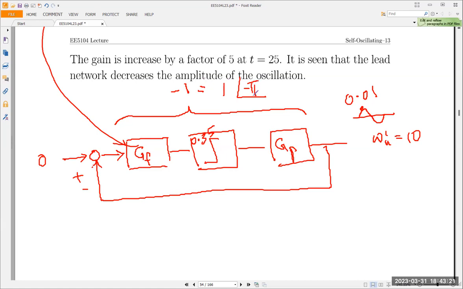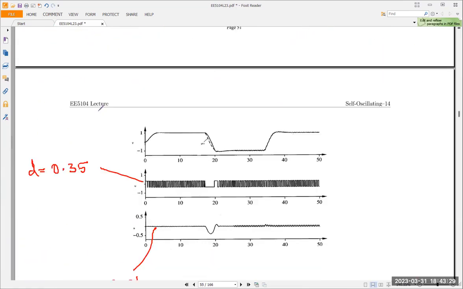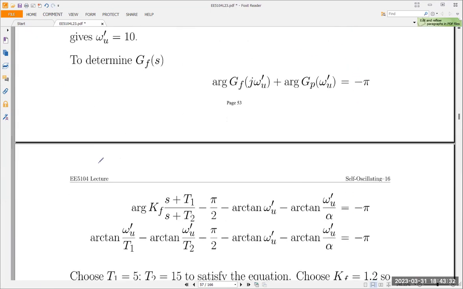Okay, so the first thing you do is find the phase of this. You must know how to find the phase of this. Argument means phase, and the phase of a complex number j omega plus T1 is just the arctangent of omega over T1. All of this has to be replaced by j omega.